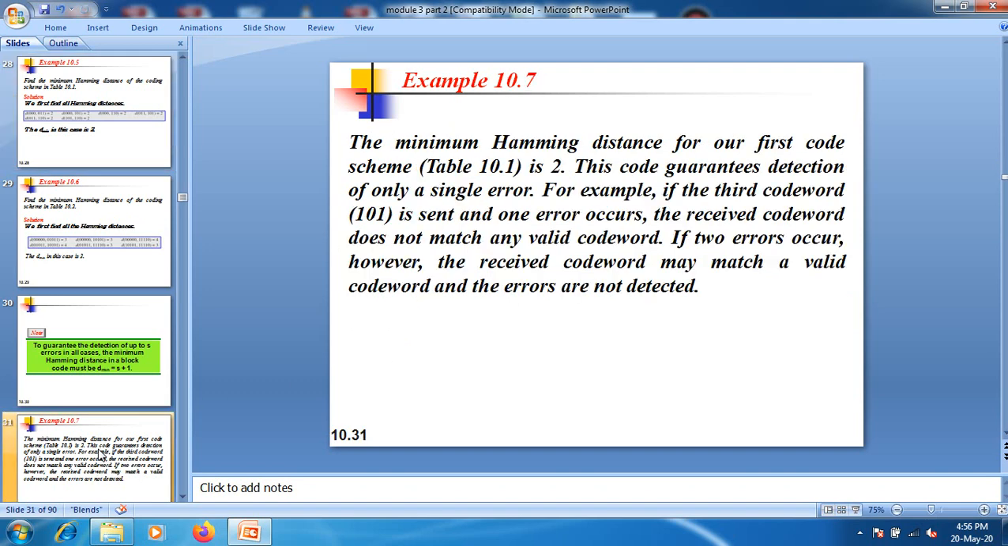The minimum Hamming distance for our first code scheme is 2. This code guarantees the detection of only a single error. For example, if the third code word 101 is sent and a 1-bit error occurs, the received code word does not match any valid code word. If a 2-bit error occurs, however, the received code word may match a valid code word, and errors are not detected here.